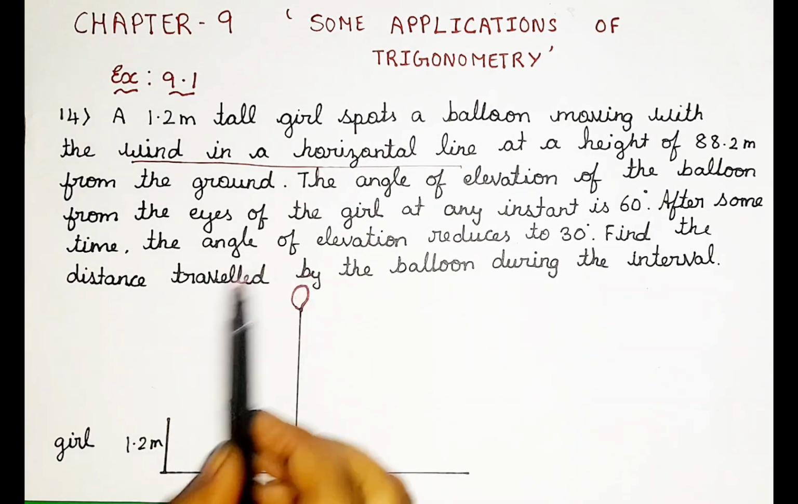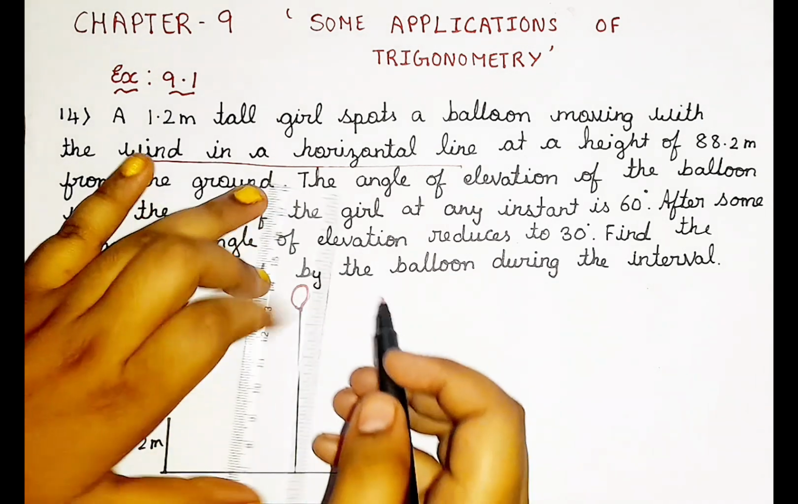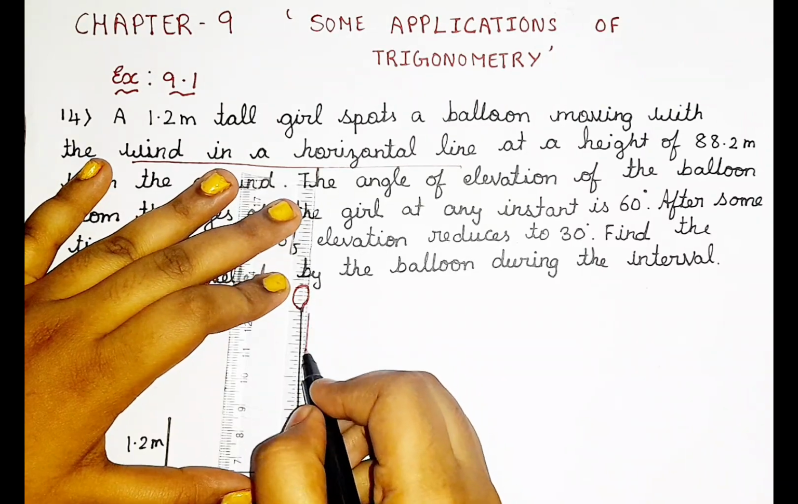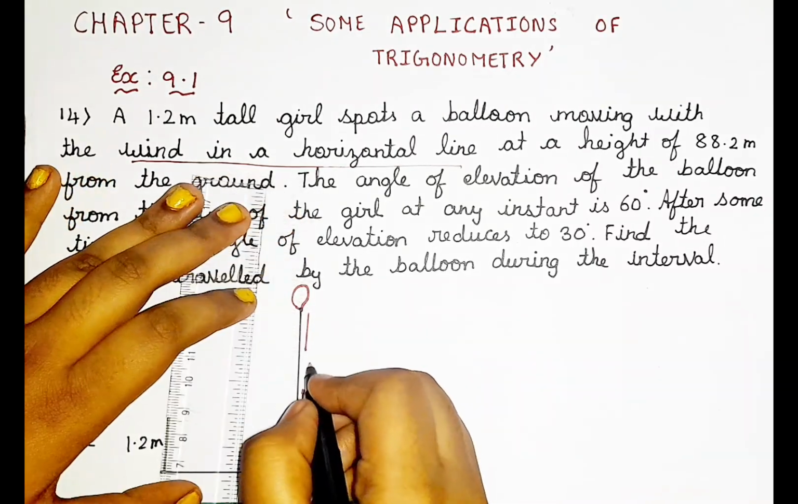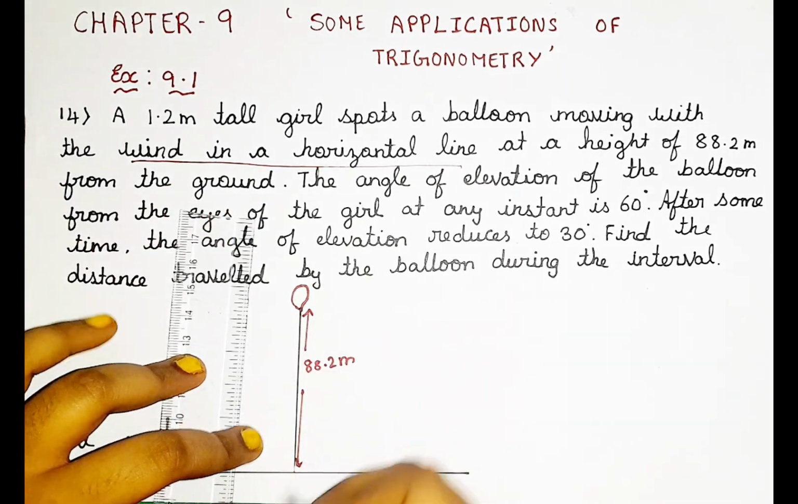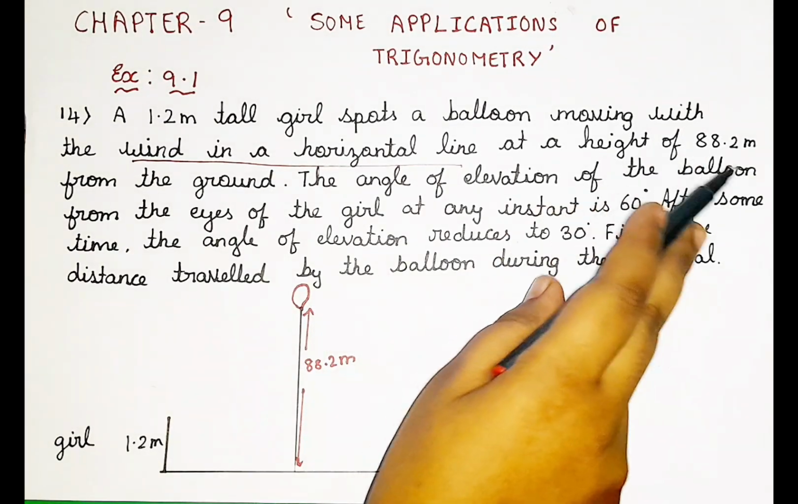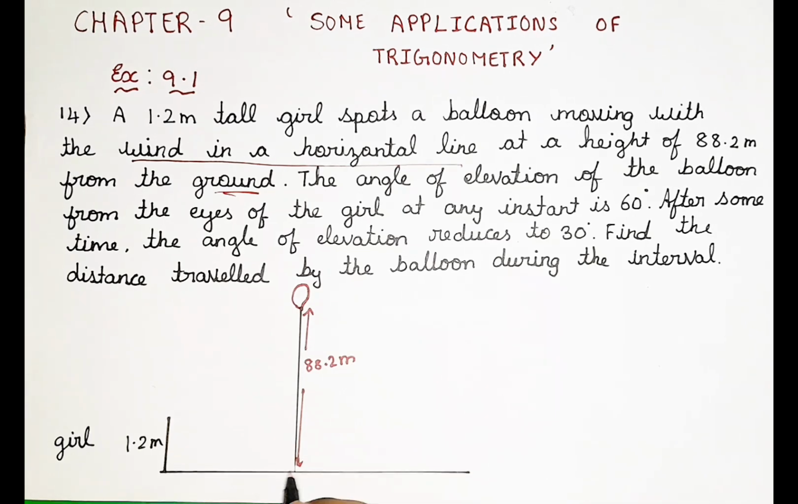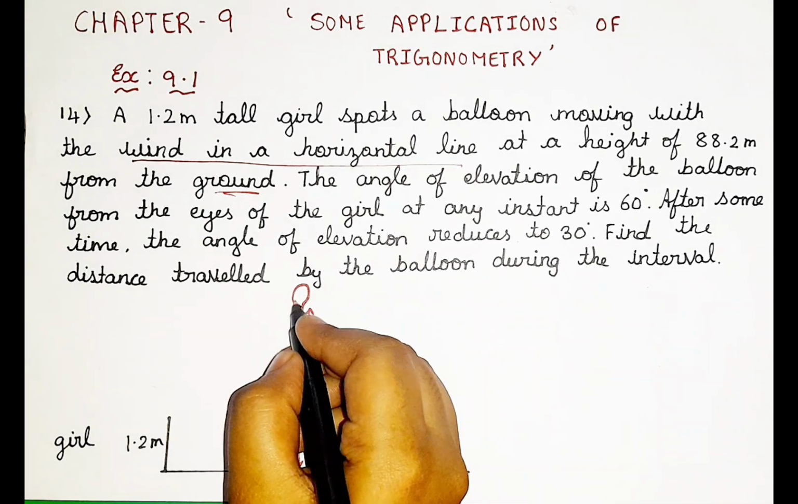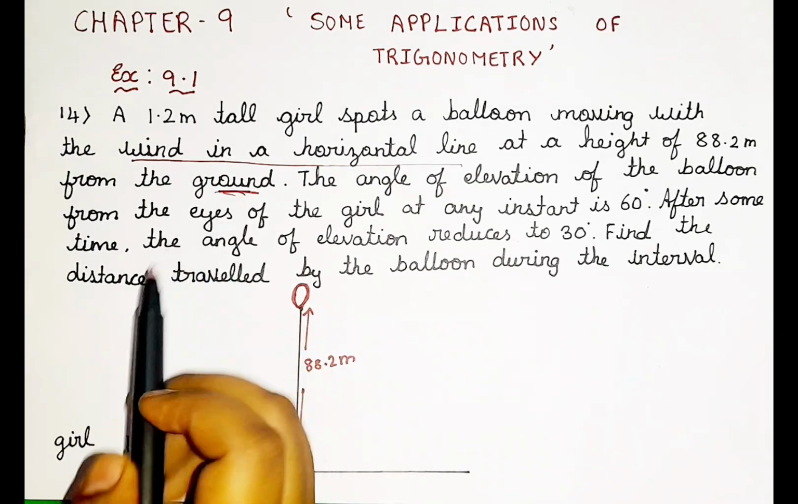So it's moving at a height of 88.2 meter. Let's mark that as well. It is moving at a height of 88.2 meter. And then they mentioned a height of 88.2 meter from the ground. That's why we drew the line like this, attached to the balloon. We drew the line like this because they mentioned from the ground.